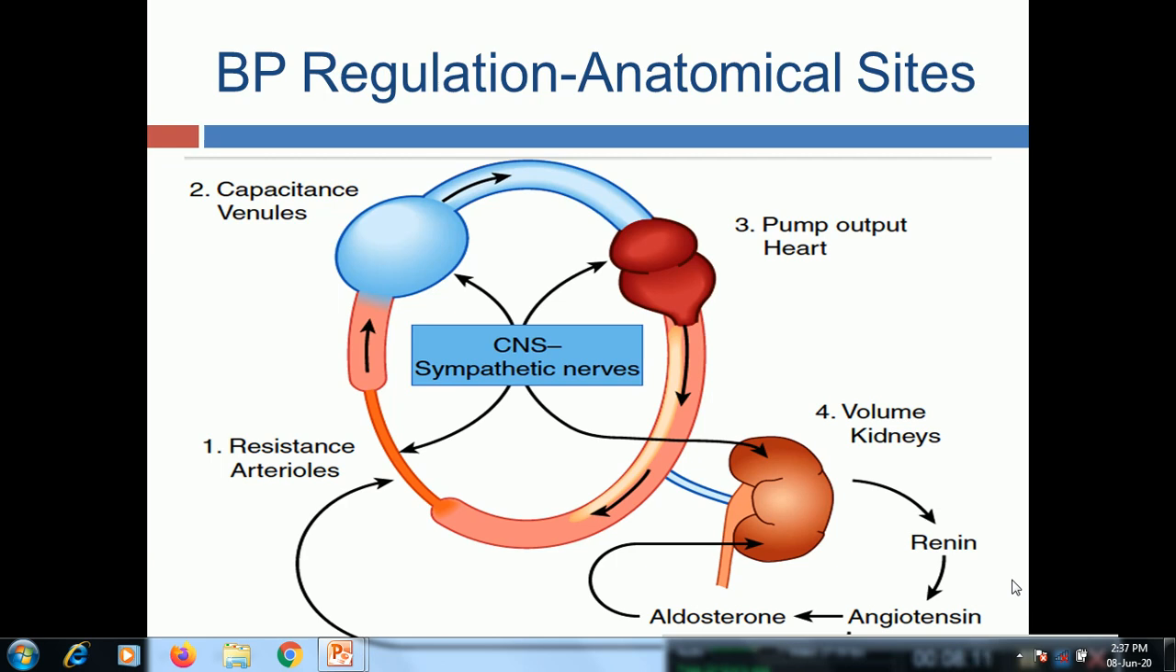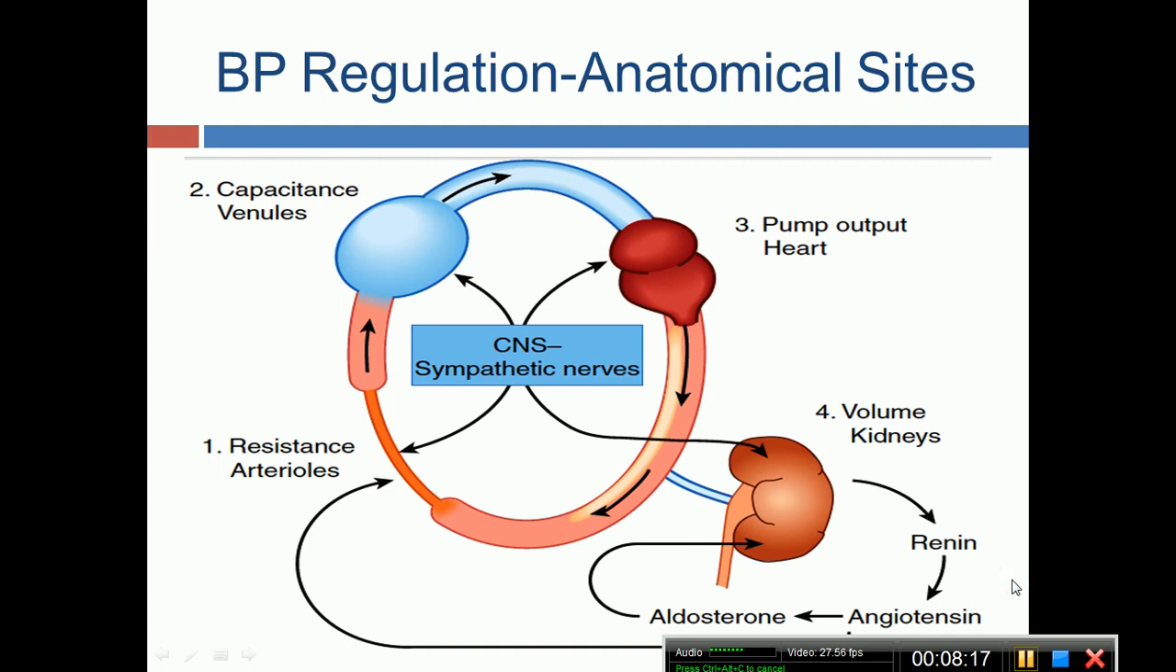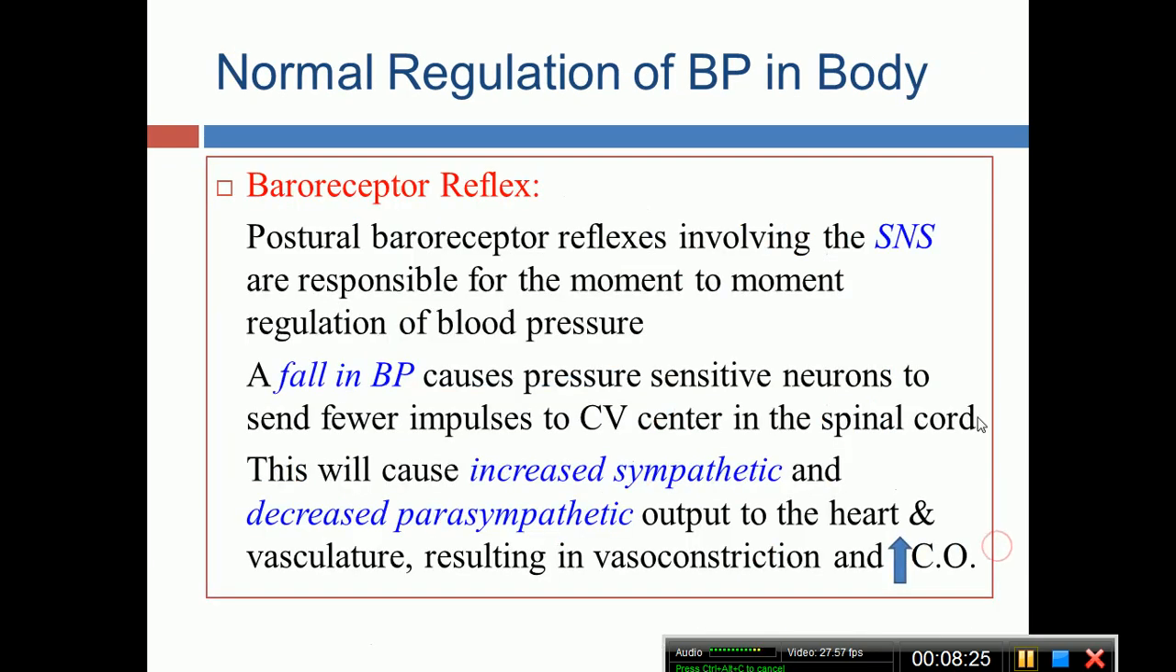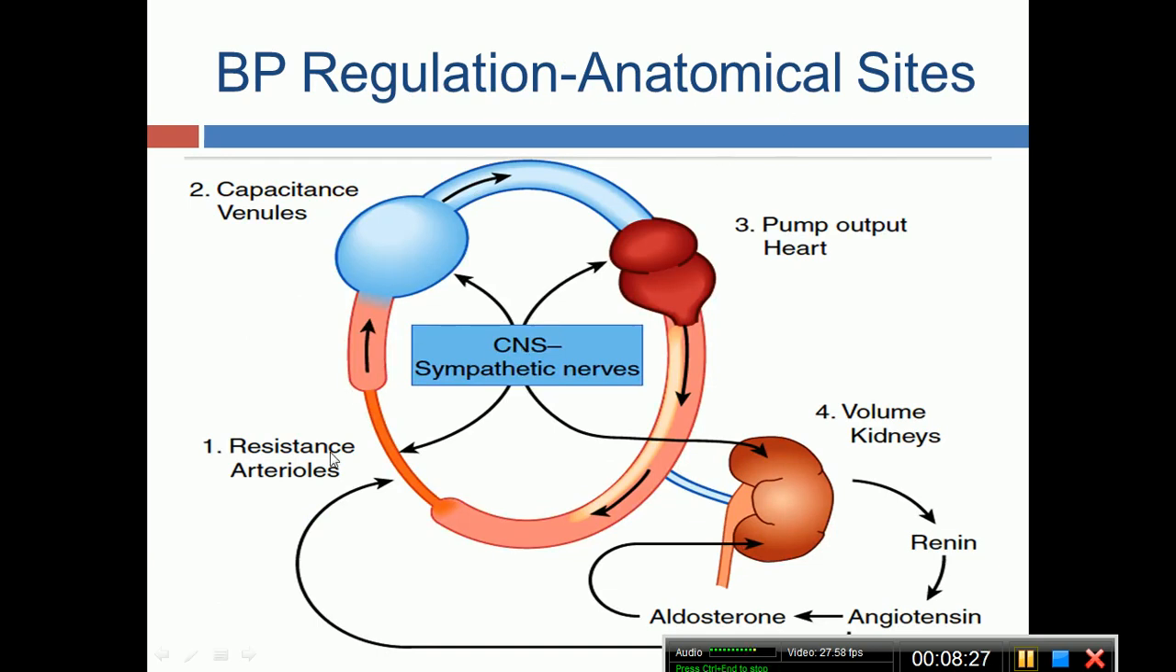So these are the anatomical sites where the blood pressure is regulated every single minute, at every given moment. First is the resistance arteriole. Resistance arterioles have pre-capillary sphincters, and these control the amount of blood that can enter into a tissue bed.